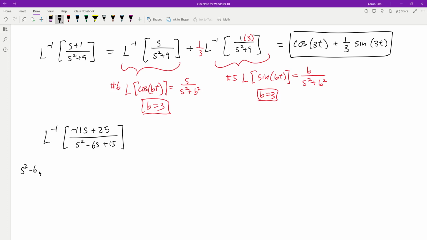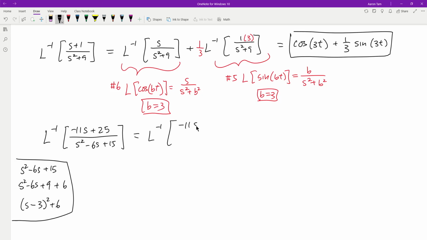So s squared minus 6s plus 15 is actually the same thing as s squared minus 6s plus 9 plus 6. 9 is half of negative 6, squared. That's how we know it's 9. And then that just becomes s minus 3 squared plus 6. So what we have is the inverse Laplace transform of negative 11s plus 25 over s minus 3 squared plus 6.